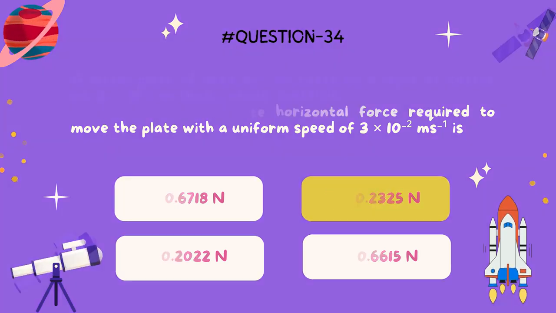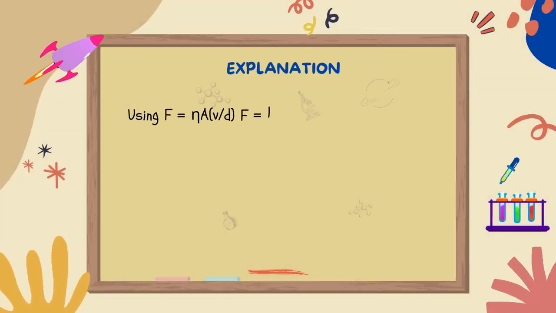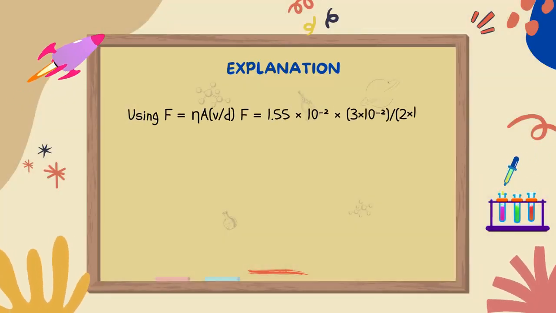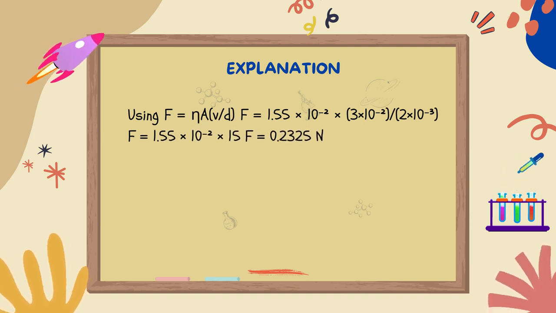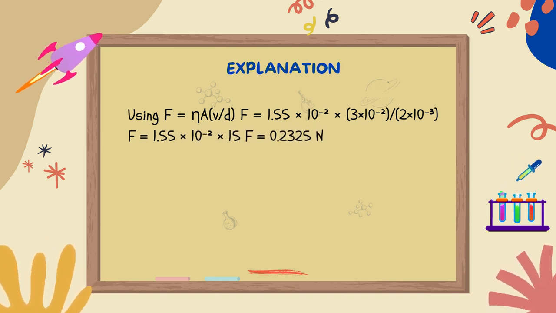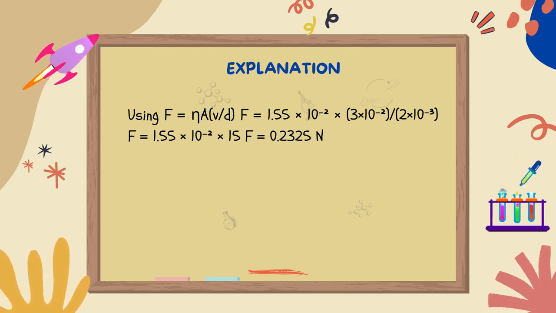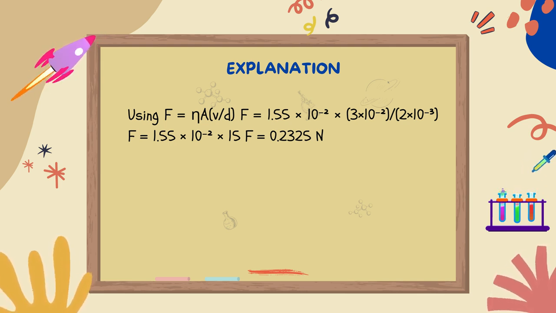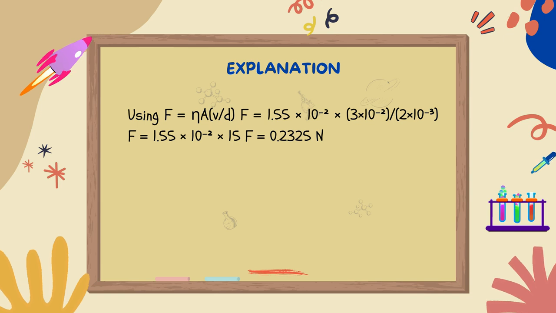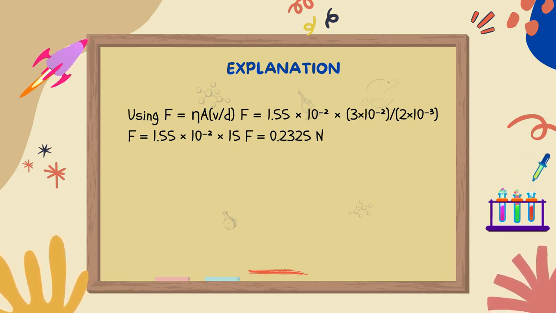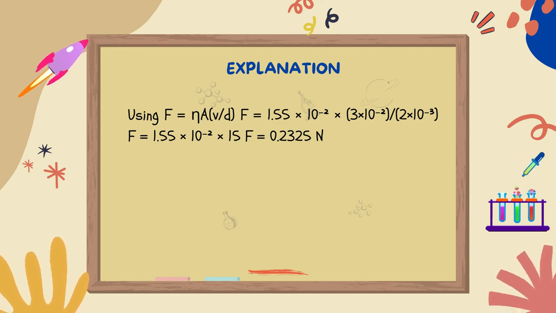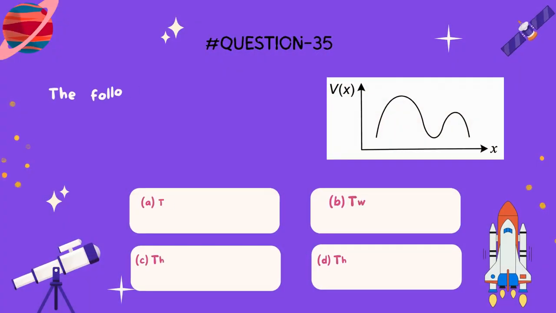0.2325 N. Explanation: using F equals eta A v divided by d, F equals 1.55 times 10 raised to power minus 2 times 3 times 10 raised to power minus 2 divided by 2 times 10 raised to power minus 3. F equals 1.55 times 10 raised to power minus 2 times 15. F equals 0.2325 N.